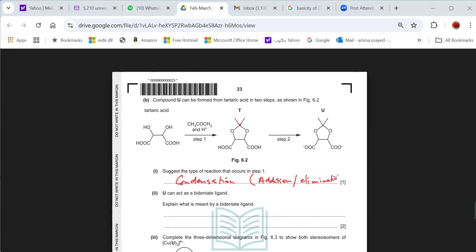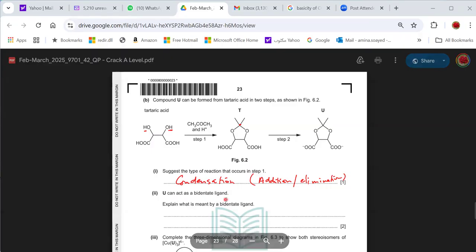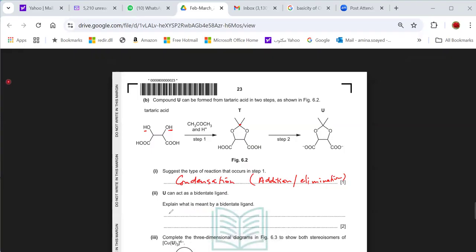Because the water molecule is eliminated, 2 hydrogens and one of the oxygens were removed as water, and the propanone was added. U can act as a bidentate ligand. Explain what is meant by bidentate ligand.